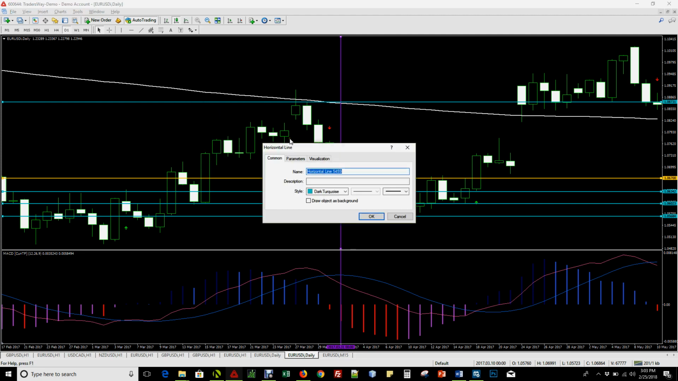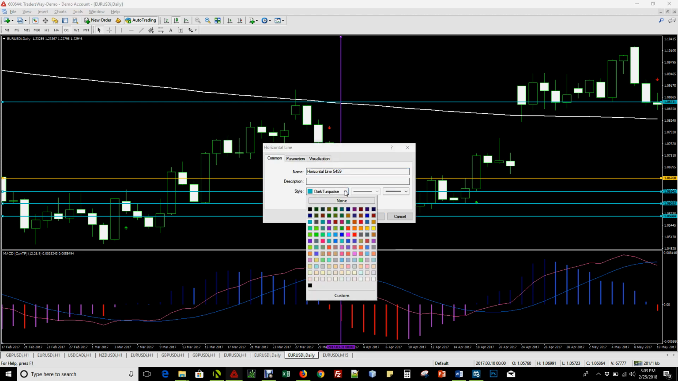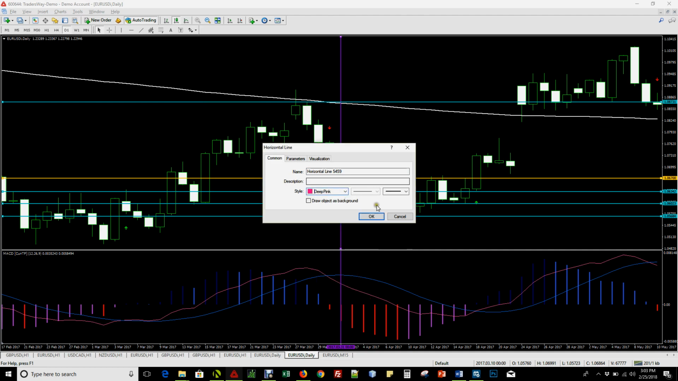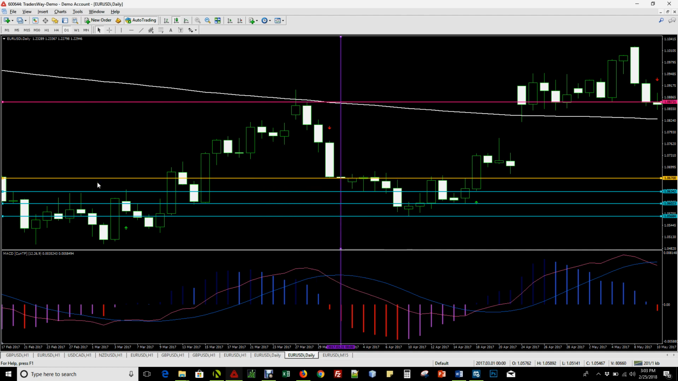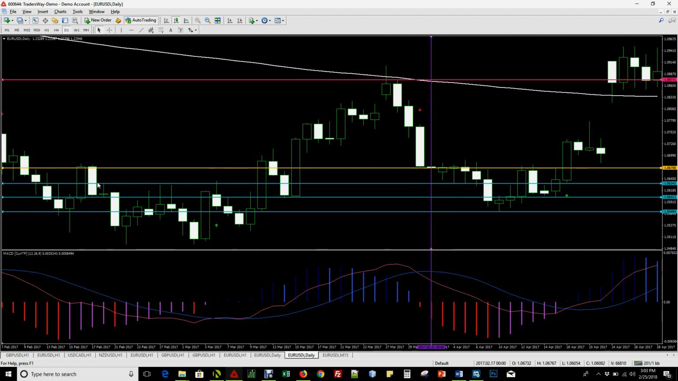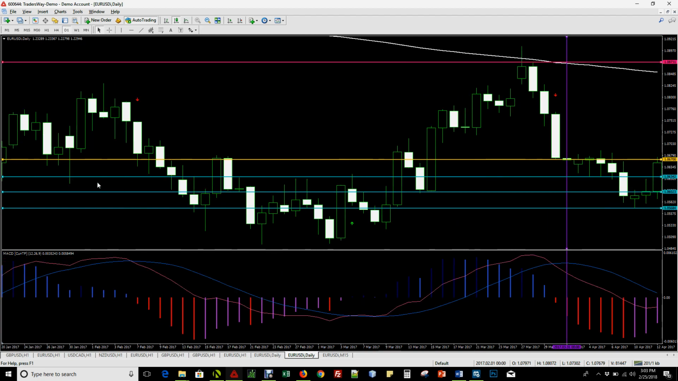So let's look at a few more, and I'm going to change the color of this one. Let's do a deep pink. That's our stop loss. All right. So let's go back. So the 200 simple moving average is up here. Here would be a short.